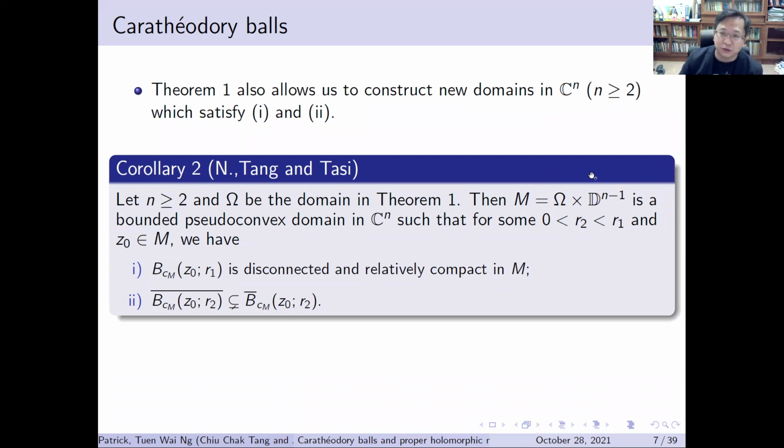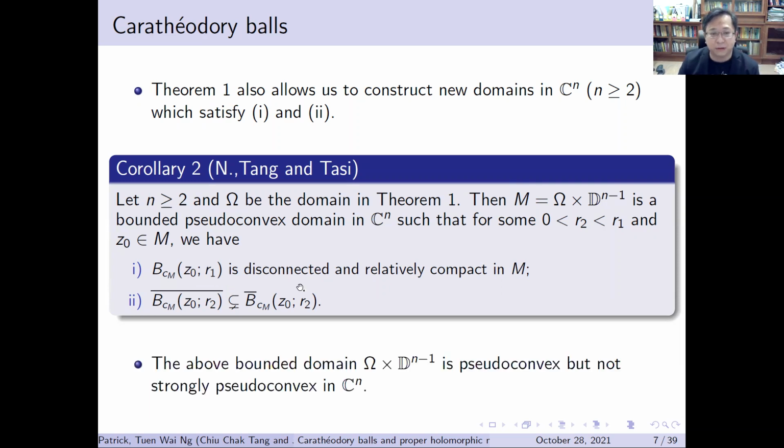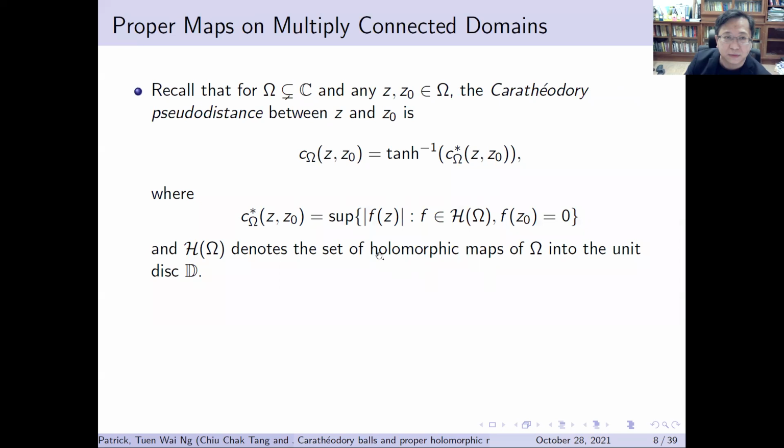And then such a domain can be shown to be bounded pseudo-convex in C^n. Okay, and for this M, we also have these 2 conditions satisfied. Now finally, we can also prove that this domain here is not strongly pseudo-convex, and therefore this is really a new example, different from the one that they had before.